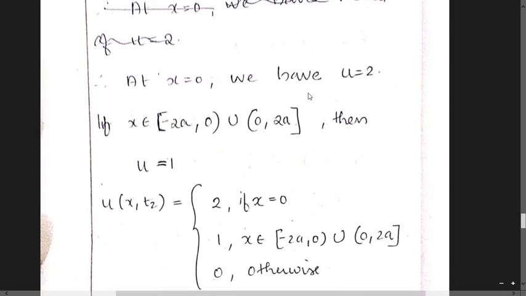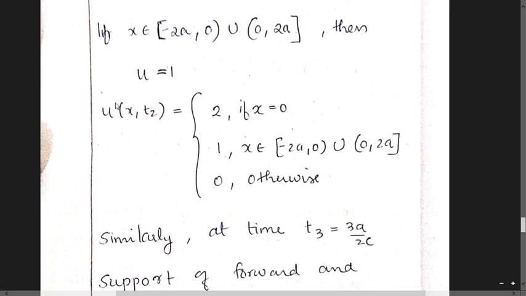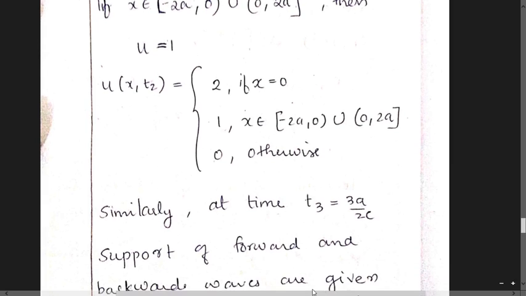Now similarly, if x belongs to the closed interval minus 2a to 0 union open 0 to 2a closed, then the value of u is 1. That is, u of x, t2 is equal to 2 if x is equal to 0, 1 if x belongs to the closed interval minus 2a to 0 union 0 to 2a, and 0 otherwise. So now we need to mark 1 as well.